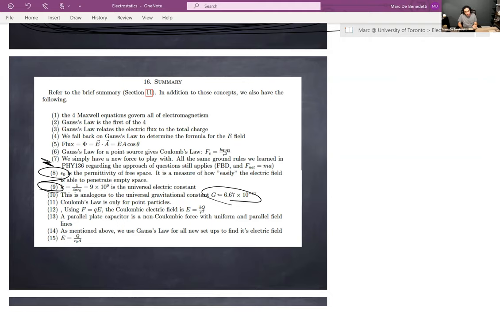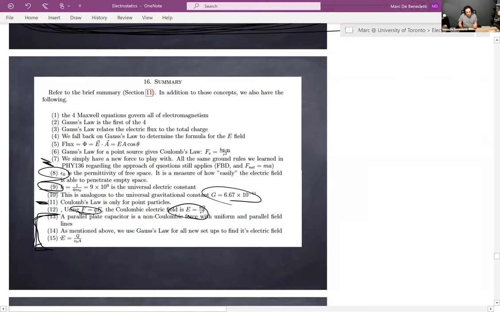Using Gauss's law, we can relatively easily obtain Coulomb's law. And we can use F equals QE to obtain Coulomb's law for force and relate the Coulomb's law for electric field to the electric force.